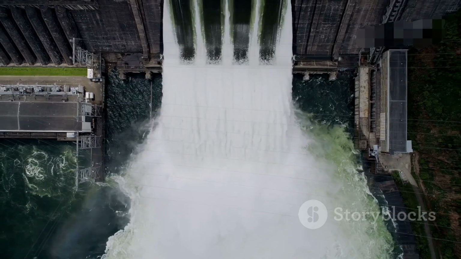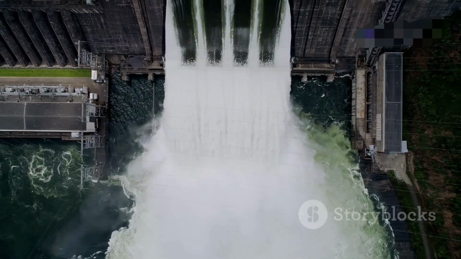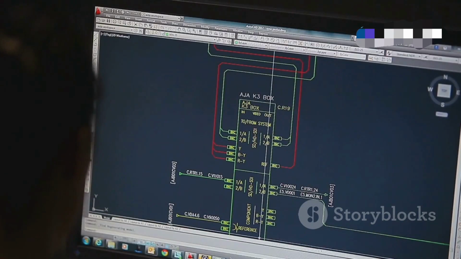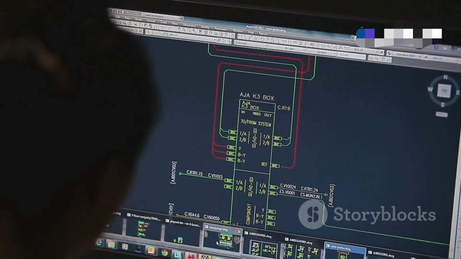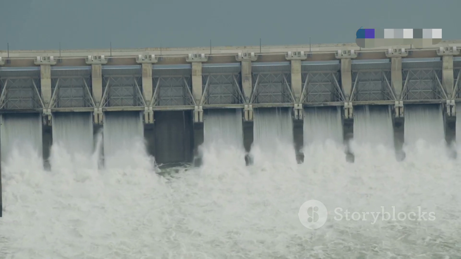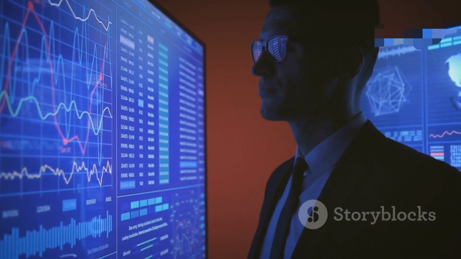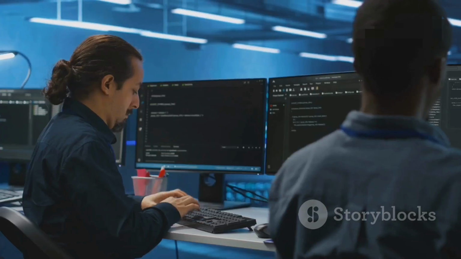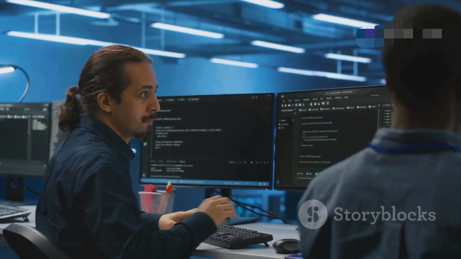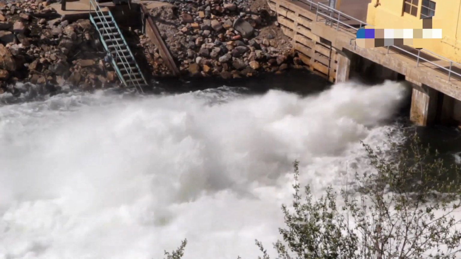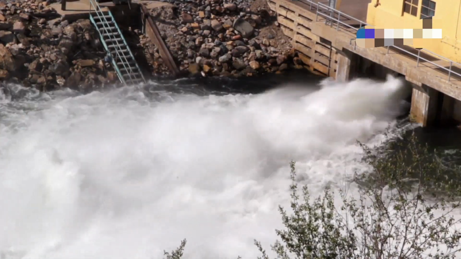The process within HEC-RAS involves several key steps for dam break modeling. First, the geometry of the river system and the dam itself is defined. This includes cross-sections of the river and the structure of the dam. Then flow data such as the reservoir level is entered. The crucial part is defining the breach parameters. These parameters tell HEC-RAS how the dam is expected to fail.